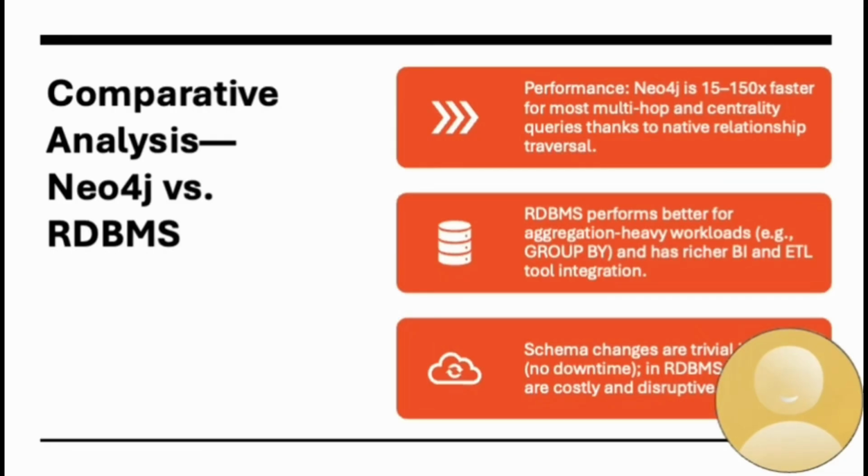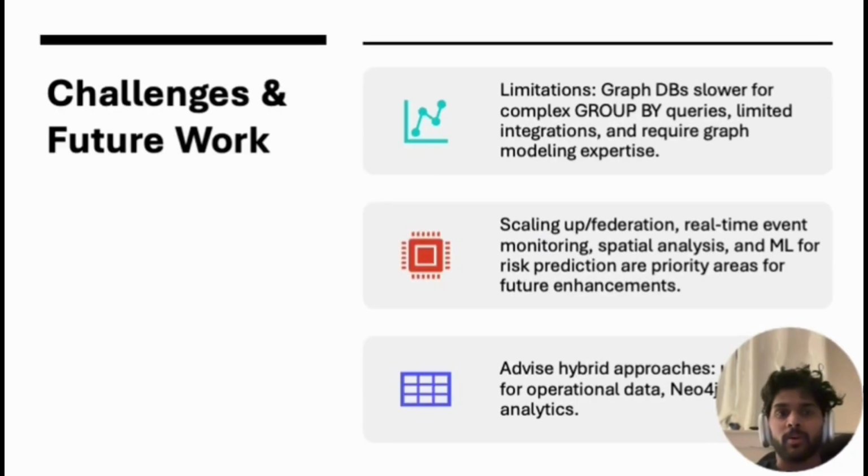aggregation-heavy tabular data. Now, talking about the challenges and future work, the limitations of current graph DBs are that they are slower for complex group by queries and have limited integrations, and they require graph modeling expertise. Neo4j is currently weaker with tools like BI and reporting integration, and has a steeper learning curve for users coming from a traditional SQL background. Also, scaling is more complex in graphs than in tabular data partitioning.